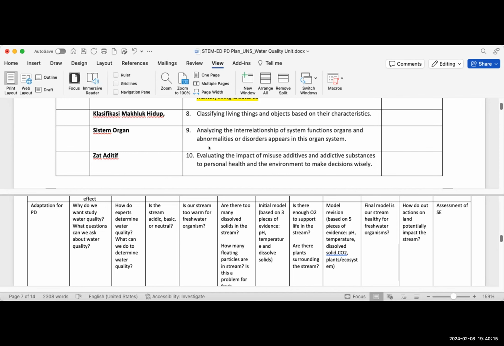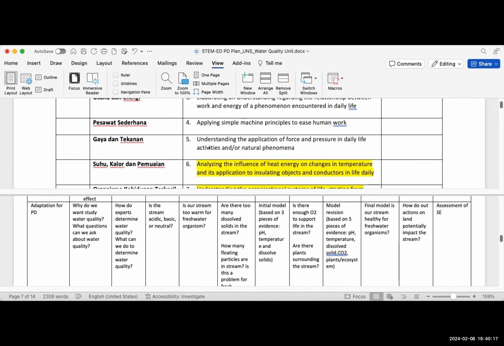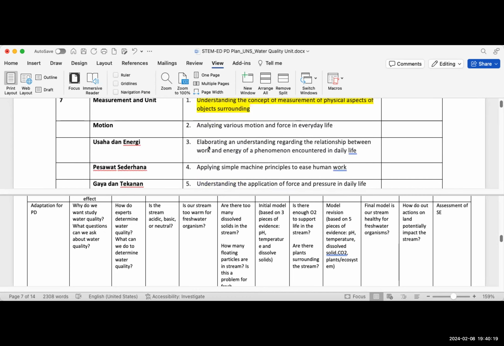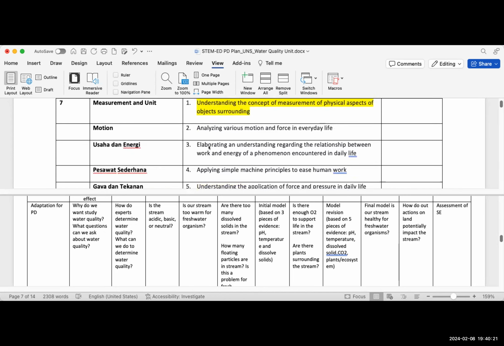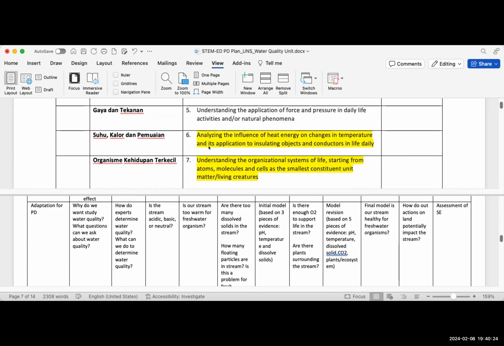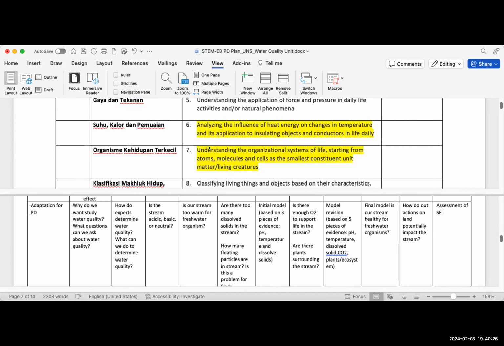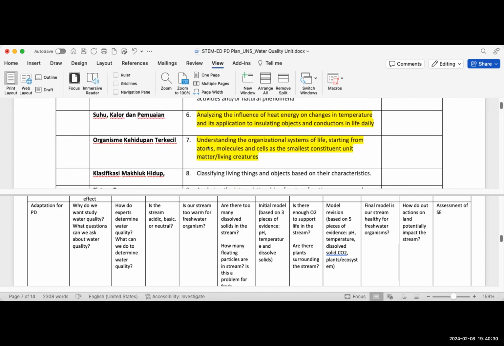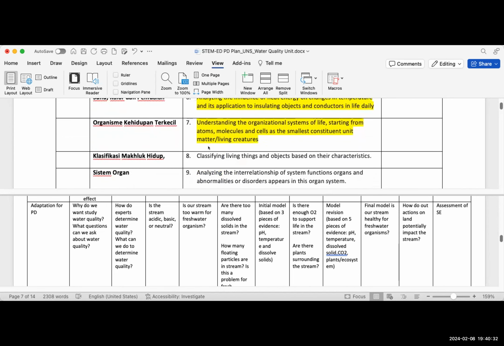Okay. So I just know from secondary science teaching that the topic of pH is actually taught in grade 7. So our water quality unit will be for grade 9. Our junior high school is grade 7 to 9.